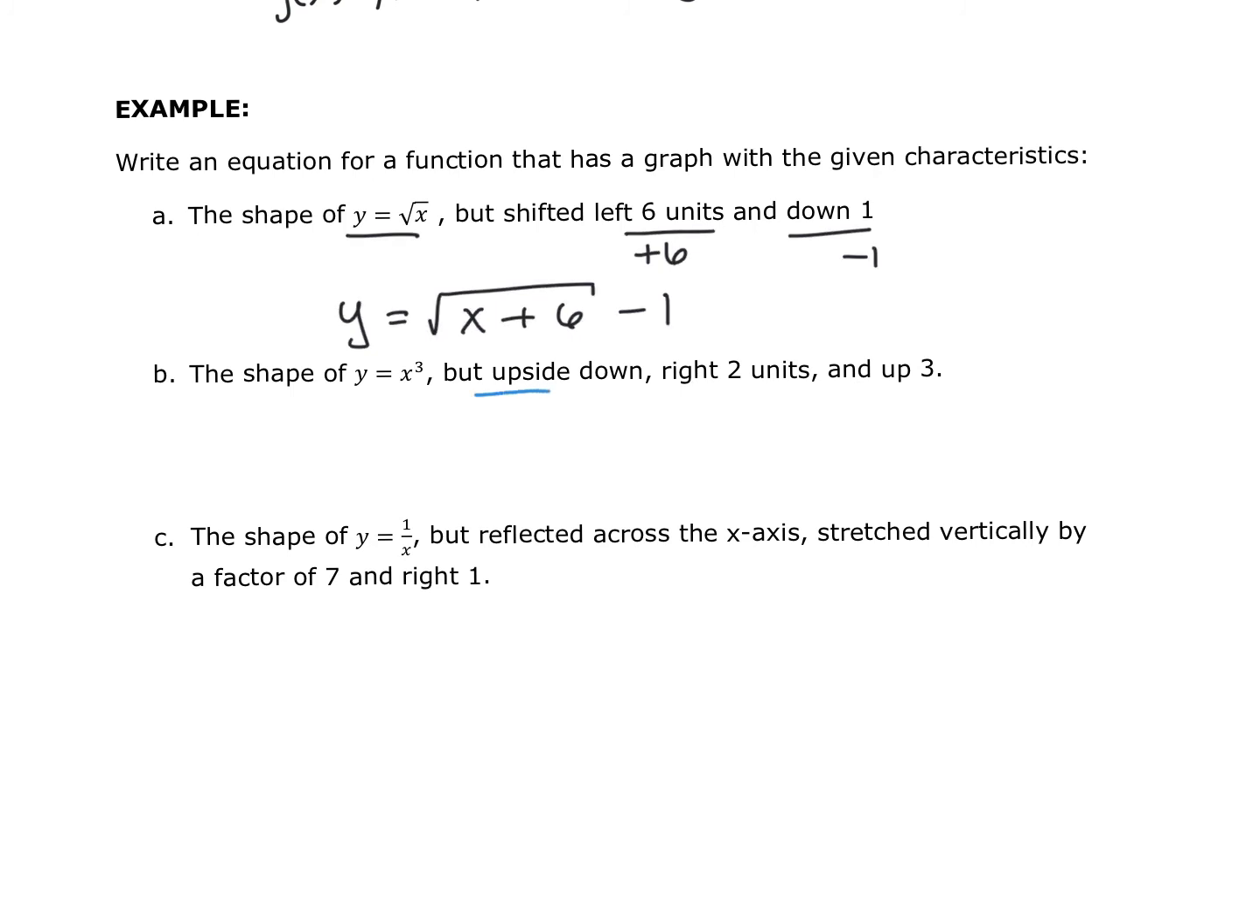I'm going to have a reflection. So upside down, it's going to be reflected across the x-axis. It's going to go right 2 units, and it's going to go up 3, so it's a +3. And right means it should be a -2. Okay, so the reflection. I need a negative out front to do that reflection, reflected across the x-axis. And then it's going to be x minus 2, the quantity cubed, because notice that the right 2 is inside the function, so it's inside the cubed part. And then I'm going to go up 3.